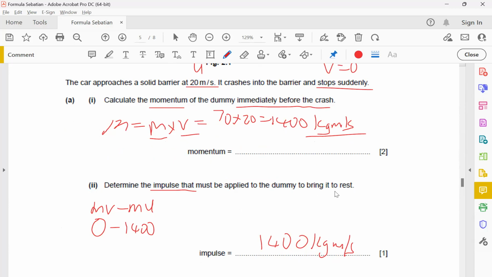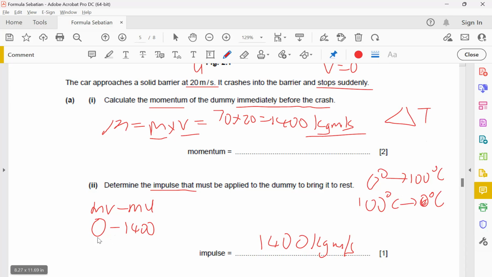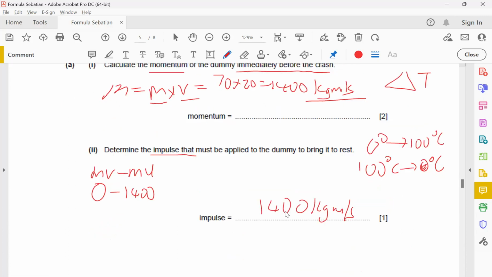If we say temperature goes from 0 degrees to 100 degrees Celsius, or 100 degrees Celsius to 0 degrees Celsius, it doesn't matter which one, the change in temperature is still 100, right? And this is why we don't write negative for impulse. Impulse is the change in momentum. It doesn't matter if it's 1,400 to 0 or 0 to 1,400. We do not need to write the negative number here. But if you write the negative number, it's not wrong. You don't need to. Okay?